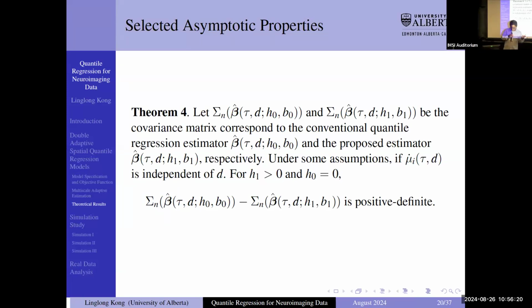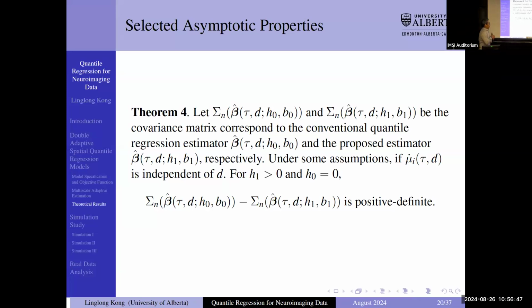We said, okay, the initial estimate is already consistent, but we want to improve our efficiency. In a sense, we want to improve the power to detect these important regions. So how do we accomplish that? We need to make this covariance matrix smaller in order to be more efficient.